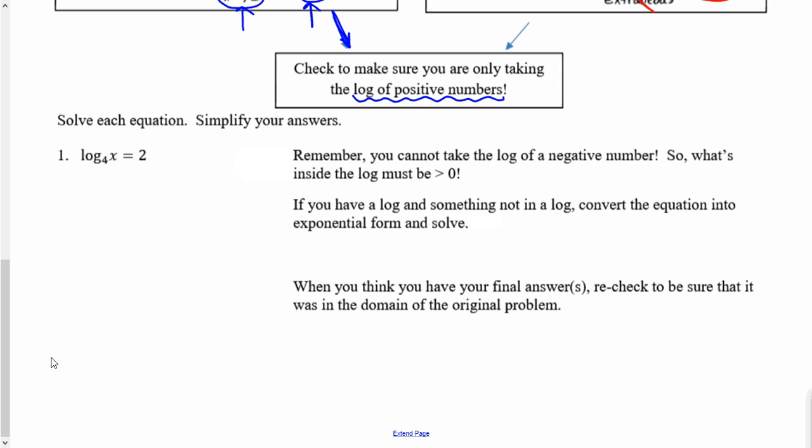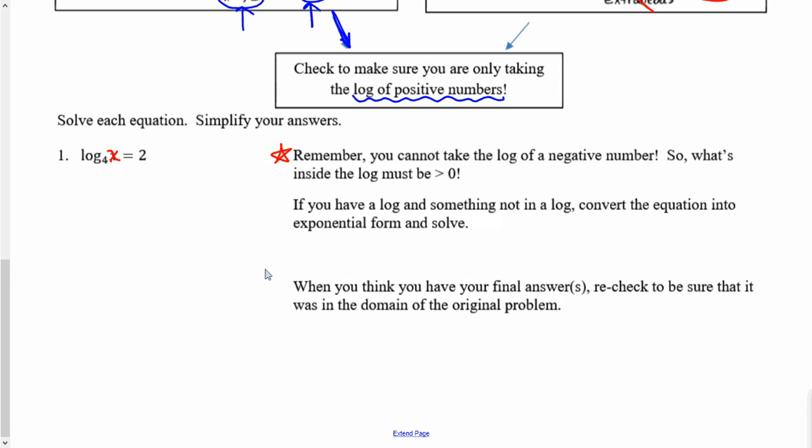Example 1 here, I'm going to solve the equation. Again, this is a simplified version. I have only something with a log and something without a log. When that happens, I have to remember, for all equations, I can't take the log of a negative, so I just have to be sure when I check my answers, x is going to have to be greater than 0.